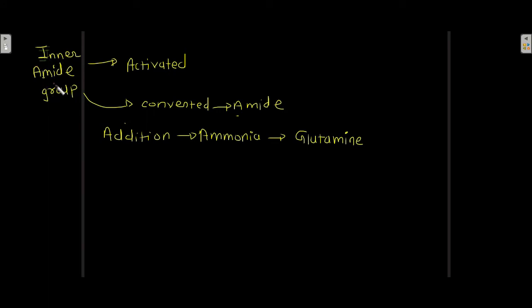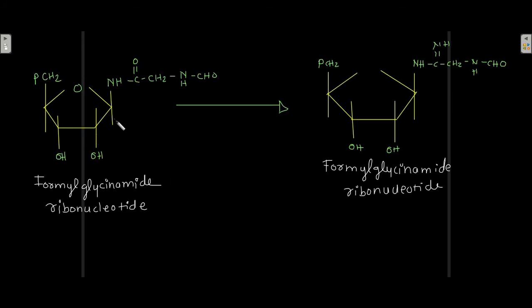The inner amide group is activated and then converted into amidine by the addition of ammonia, which is derived from glutamine. Okay, so this is how it looks. As you can see, there is this C double bond O, and in this compound there is C double bond NH. So this ammonia is added here, and this ammonia is derived from glutamine, and that is the reason in this reaction glutamine gets converted into glutamate.